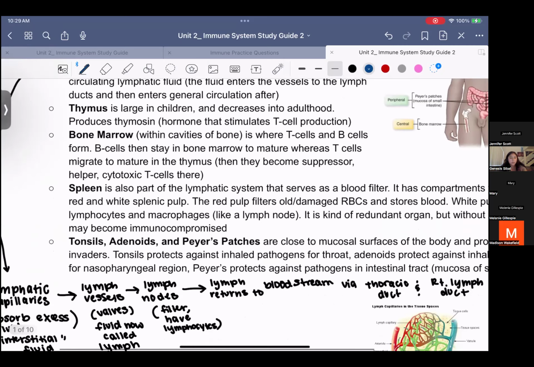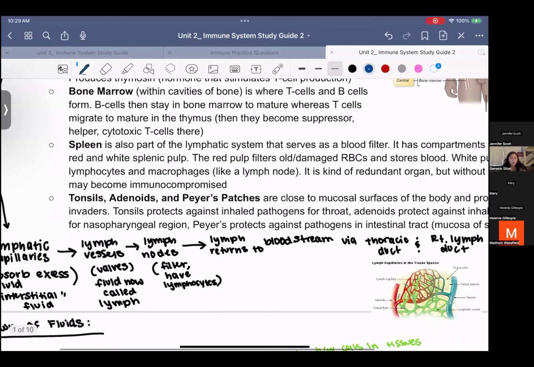So when we're talking about the thymus, I think we remember the A&P model where it's larger in the child than it is in the adult, and you can't even see it. They produce thymosin. So this is a hormone that activates T cell production. And if you were to just remember that, it's the T for T.